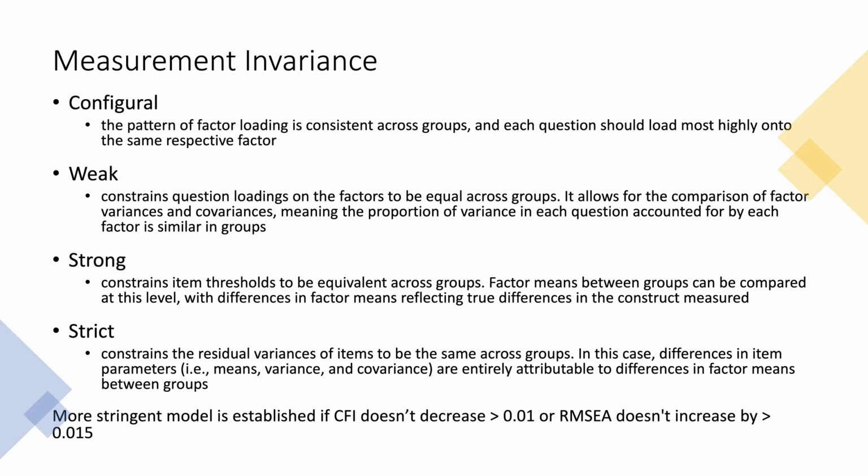And after that is the strict invariance. So here, you want to restrict the residual variance for each question to be the same across groups. And then in this case, the differences in all the item parameters are entirely attributed to their difference in the factor means. And so you go in this order. Once you achieve the invariance at one level, then you go on to the next level. And you can compare these, which I'll go into in detail once I show my code.